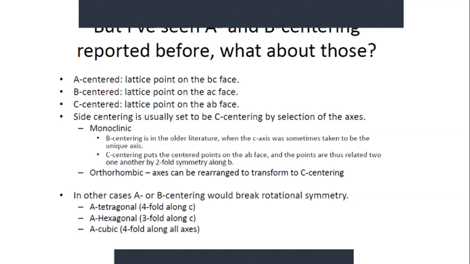Now, in other cases, as we talked about, A and B centering would break rotational symmetry. So for example, for tetragonal, if you had A centering, it would break the rotational symmetry because in tetragonal, the unique axis is the C-axis. The same for hexagonal. If you had, for example, A centering, you would break the threefold rotational symmetry. And the same thing for cubic, it would break the fourfold symmetry along all axes. So that's why we don't have A or B centering for those types of crystal systems, because it disrupts the rotational symmetry.